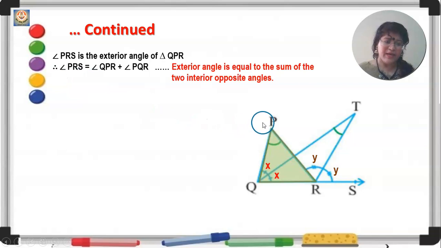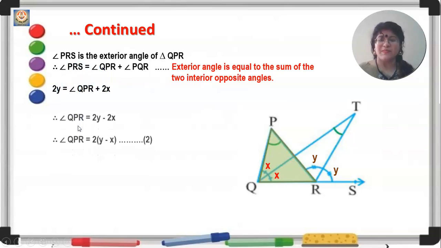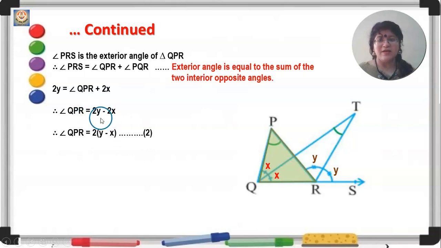After having made this statement, I want you to substitute the values. PRS. Now look at the diagram. What is PRS in this? It is Y plus Y, it is 2Y. So in place of PRS, we will write 2Y. What is QPR? QPR is not known to us, so keep it as it is. PQR is 2X, so write it down as 2X. Solve this, you get QPR as 2Y minus 2X. And after having got this answer, we could factorize it further by taking 2 outside. 2 is common. So we get angle QPR equal to 2(y minus x).